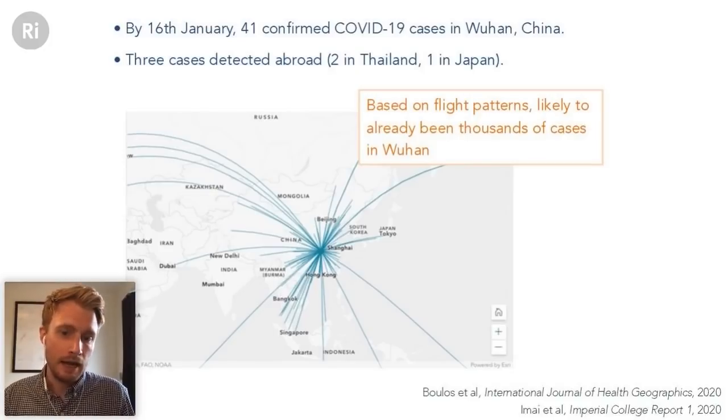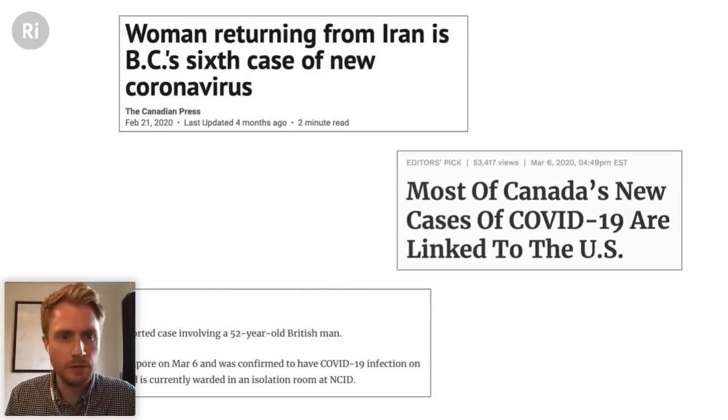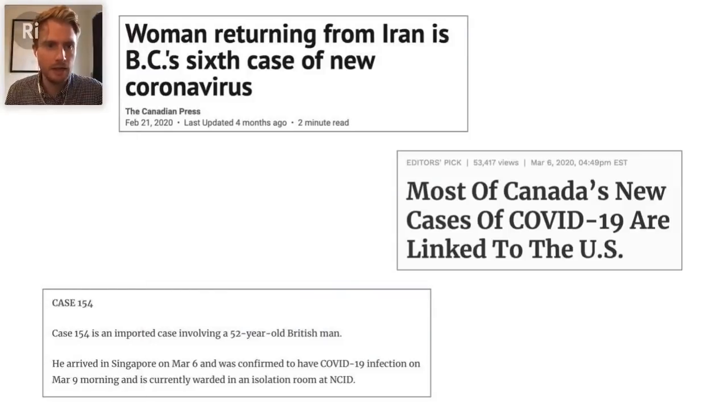And actually, similar methods and similar insights provided early indications in other countries as well that transmission was far wider than the data were suggesting. We saw reports, for example, of export cases from Iran, from the US, from Britain, all of which indicated that there were probably more cases locally than the data at that point were suggesting.